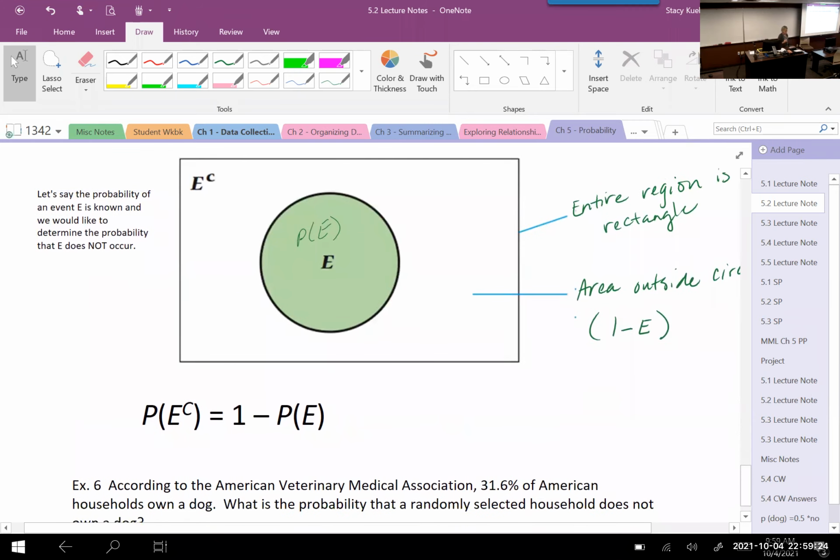So if we're looking at the probability of an event that we know, and we would like to determine the probability of the event that does not occur, it's kind of like what doesn't occur, then you subtract it off to find out what's left over. That's the idea behind this.